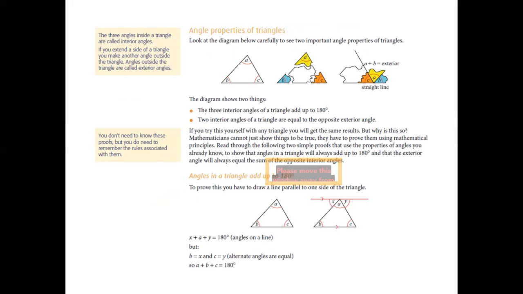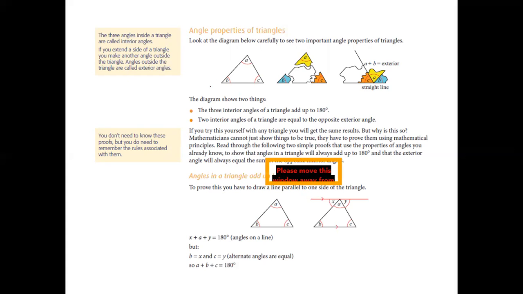As you see here, we have three angles inside a triangle, so their names are interior angles. If you extend the side of the triangle, you make another angle outside the triangle. Angles outside the triangle are called exterior angles.